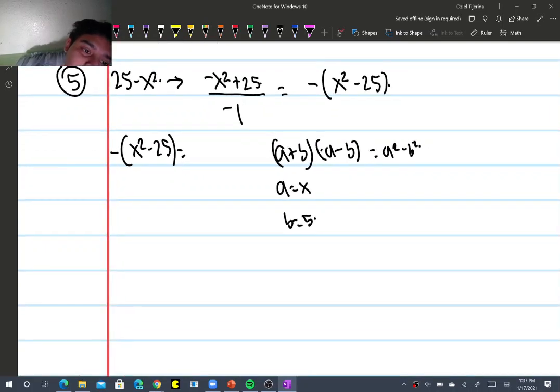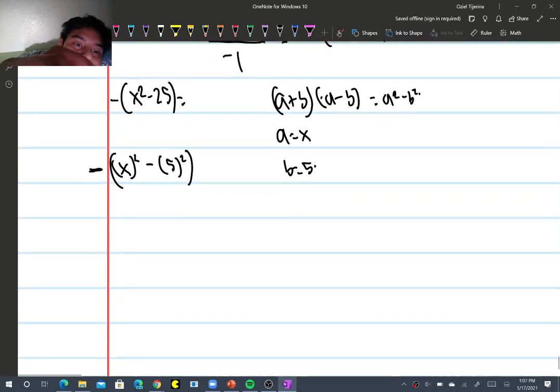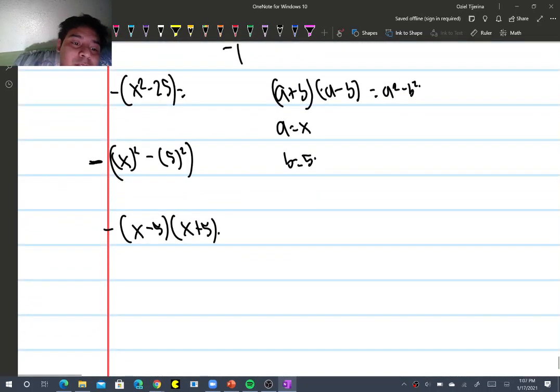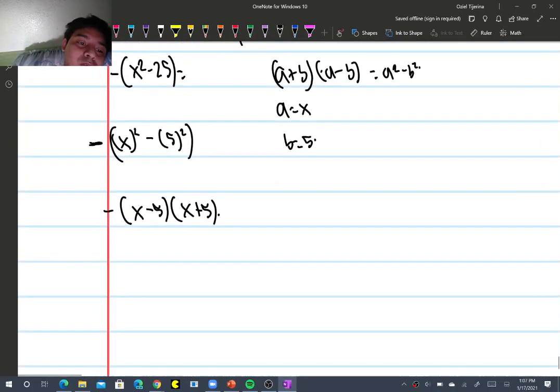So we would say x squared minus 5 squared and put a negative right there. So it would be negative the quantity x minus 5 times x plus 5. Okay. And that would be your final answer for this one.